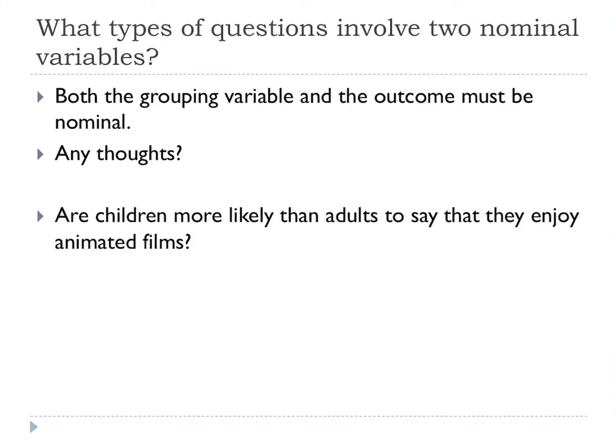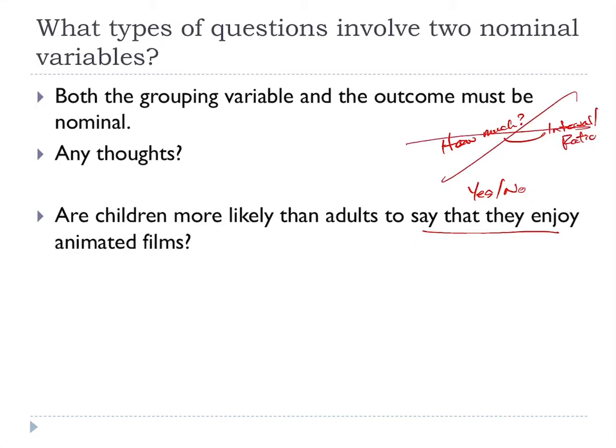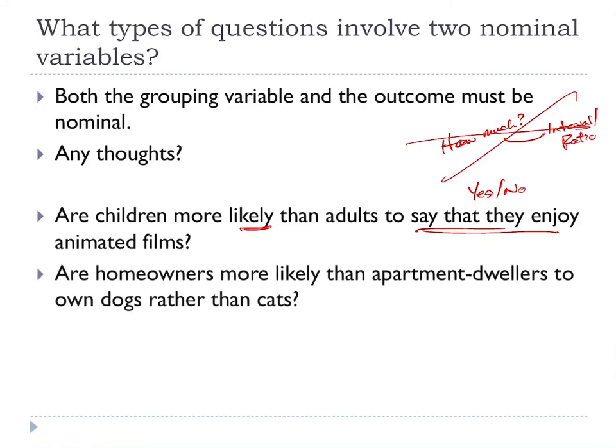Okay, here's a few examples. Are children more likely than adults to say that they enjoy animated films? Say that they enjoy is either yes or no. If we asked how much they enjoy it, now this is an interval or a ratio. So this doesn't work for chi-square. Likelihood of saying yes or no is a nominal outcome variable.